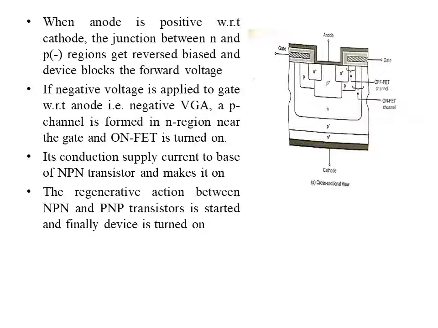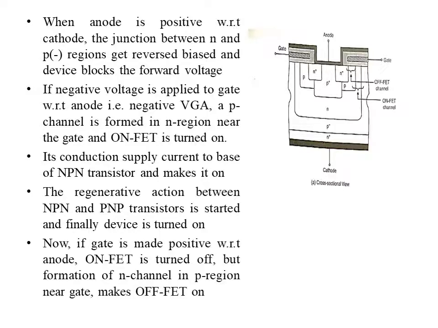So when we make the anode positive with respect to cathode, the device is reverse biased and it blocks the forward voltage. But when we apply a negative voltage with respect to anode, that is minus VGA, one MOSFET that is on FET is turned on and it starts to conduct. So when it starts to conduct, the regenerative action takes place between two transistors, that is NPN transistor and PNP transistor, due to which the device is finally turned on.